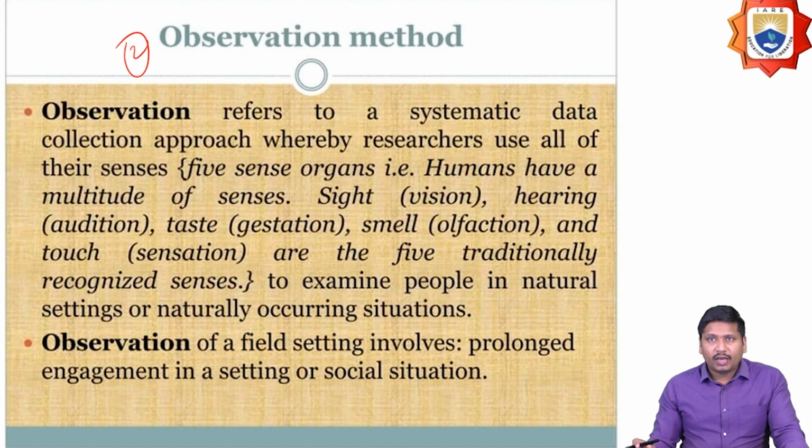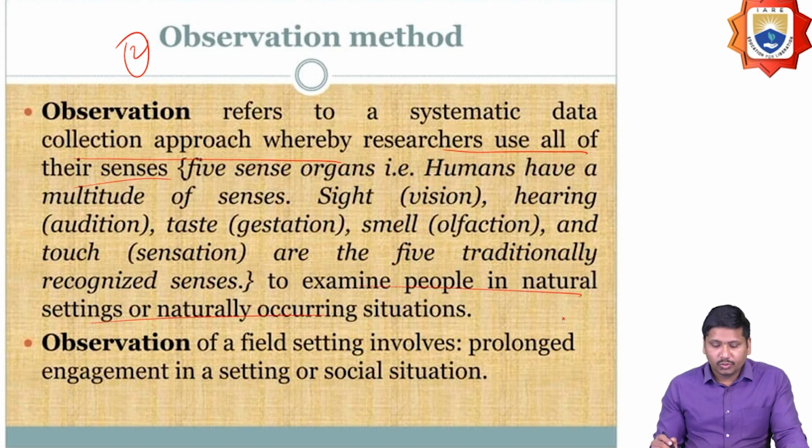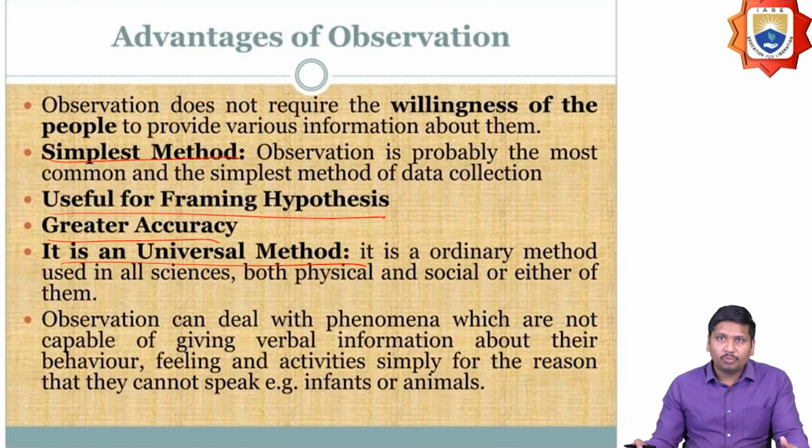And the second method we're having is the observation method. Observation refers to a systematic collection approach, where many researchers use this to examine people in natural settings or naturally occurring situations. Through this observation, observing the experiment values and identifying these values through experiments can also cause a lot of confusion. So whether the person is observing the data correctly, and recording it correctly or not, all have to be taken care of.